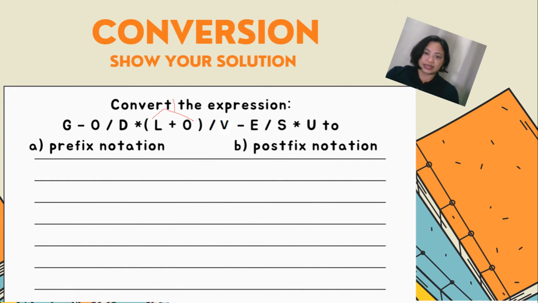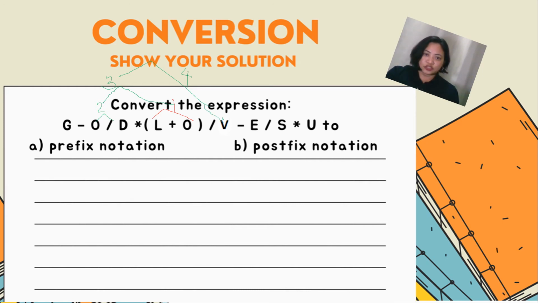Our second expression: from left to right, we look for the next level, which is divide and multiply. From the leftmost, first we divide O by D. So this would be our second. And then the number 2 is multiplied by term number 1. That would be our third. And then expression number 3 is divided by V. That would be our fourth.